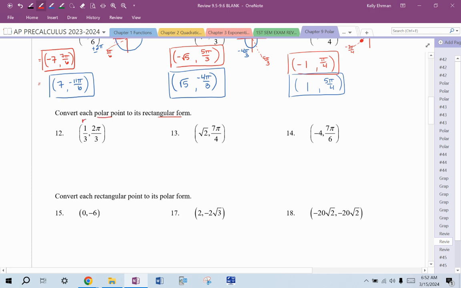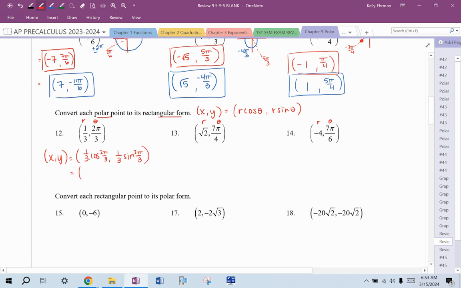So what I like to do here is label and remind myself that all of these are r's and thetas. And if I have r and theta, how do I get x, y, which is what rectangular form is? So again, this is in our notes explaining why this is true, but x is r times cosine theta and y is r times sine theta. Should be easy to remember because of our speed quizzes. We just have to remember to multiply in r. So the x coordinate is going to be 1/3 times the cosine of 2 pi over 3. And the y coordinate is going to be 1/3 times the sine of 2 pi over 3.